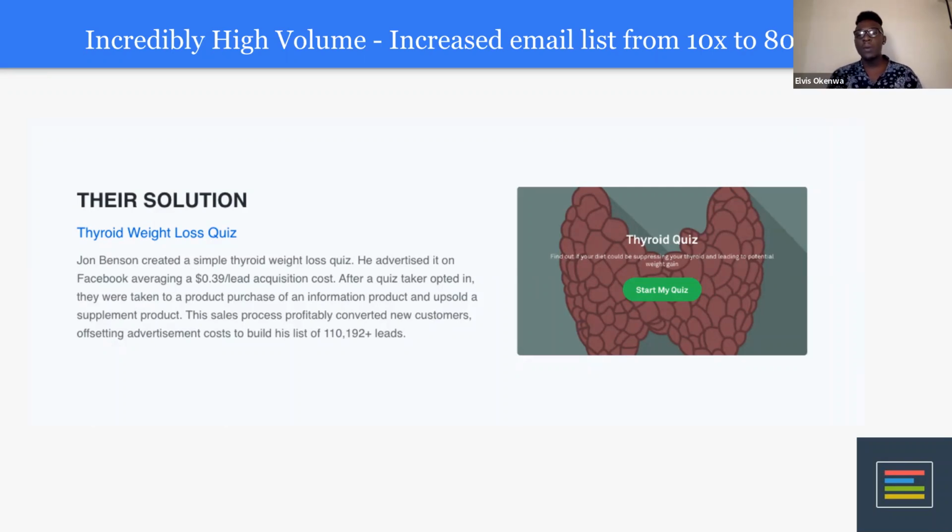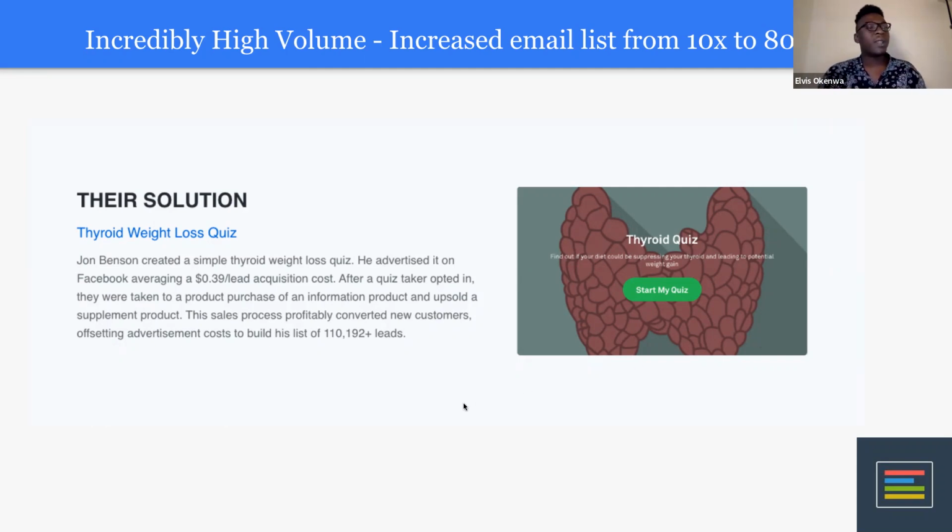Now, an example is John Benson, one of our case studies as well at LeadQuizzes. He works in the weight loss fitness space. He created a thyroid weight loss quiz, and he was able to generate 110,000 leads in 2 months at the rate of 39 cents per lead. All right, so incredibly high volume is reason number 2.